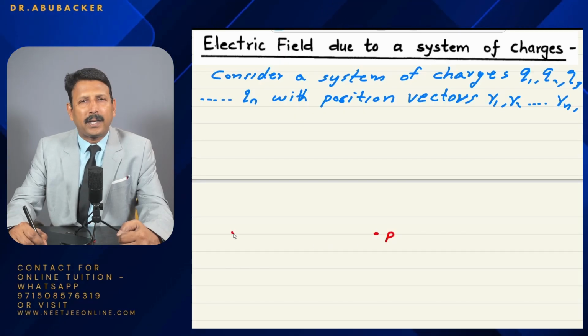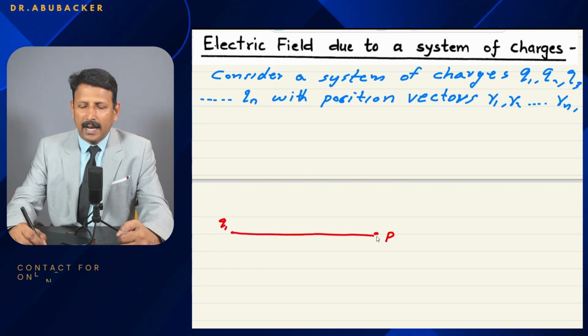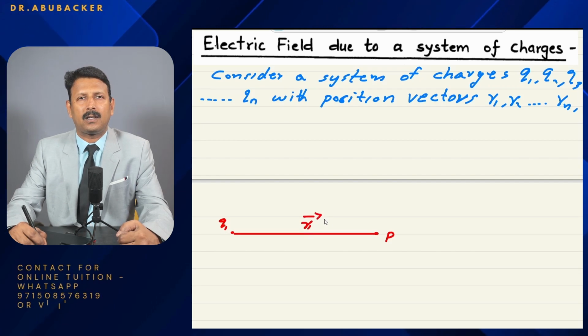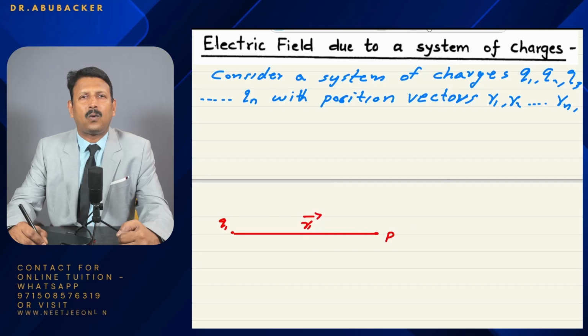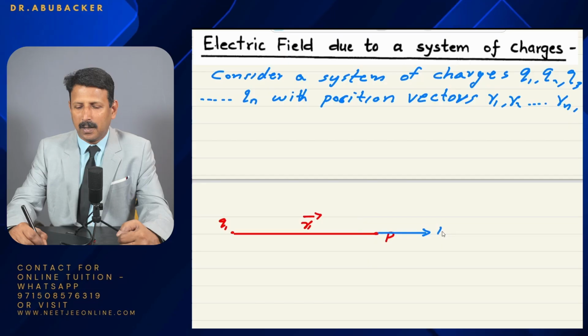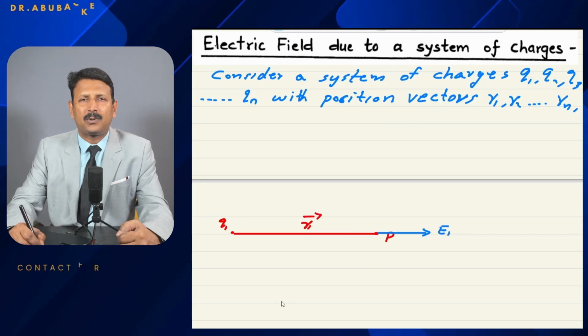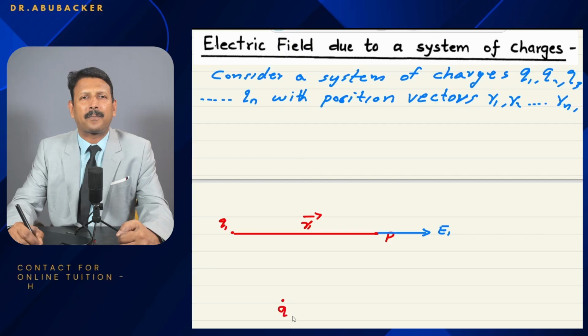So consider a point P, and there is a charge Q1 at a distance R1, position vector R1. The direction of the electric field at that point is marked here in blue. That is the field due to the first charge, Q1.